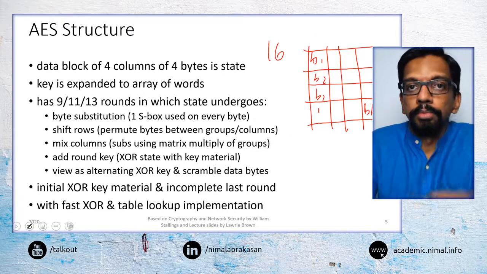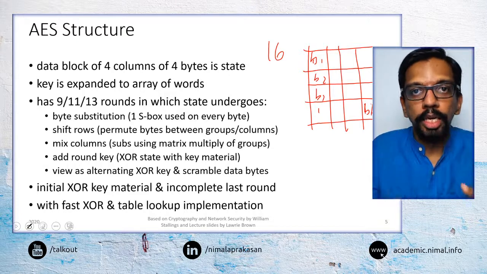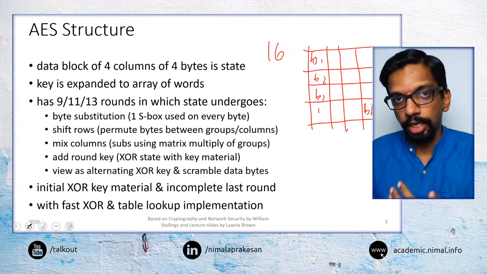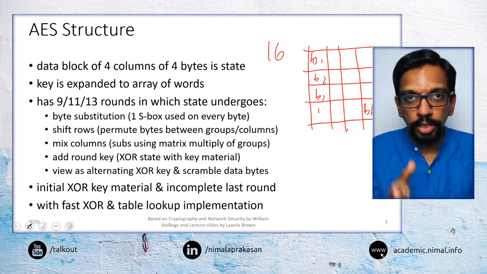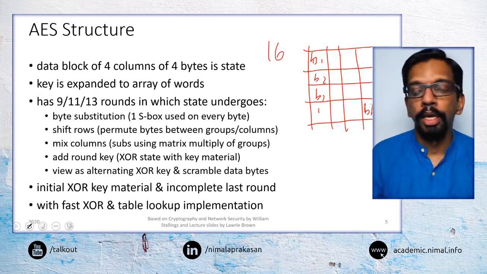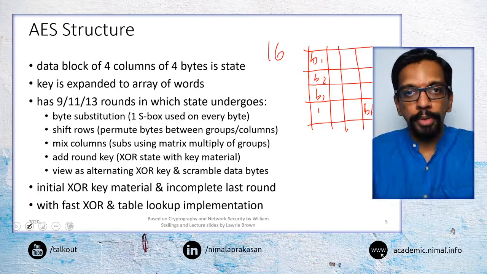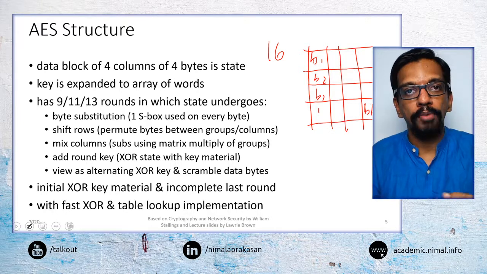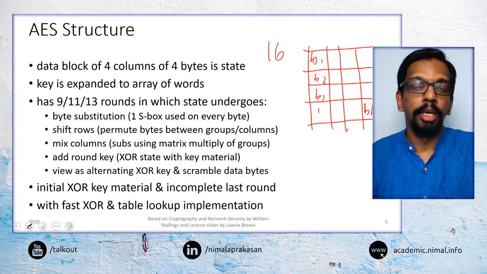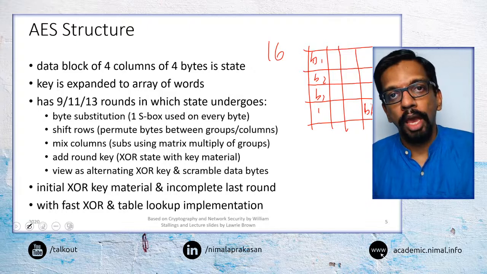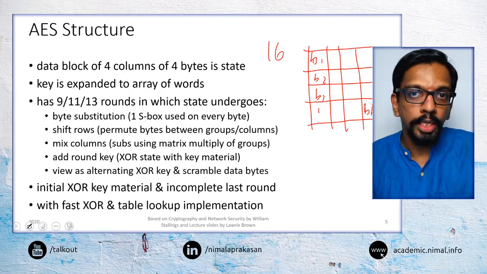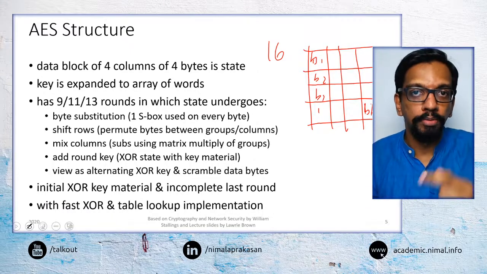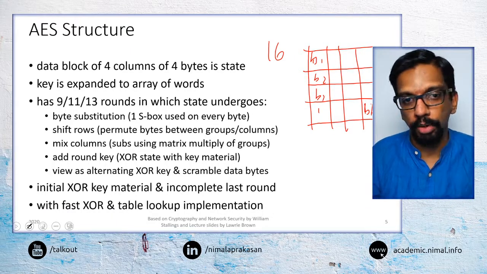Then again, the key itself will also be expanded into an array of words. So again, all the operations will be done on these matrices and arrays. Then in terms of the rounds of operations, that will depend on the length of the key. So if we have a 128-bit key, it will be 10 rounds. If we have a 192-bit key, it would be 12 rounds. And if we have a 256-bit key, we will have 14 rounds.